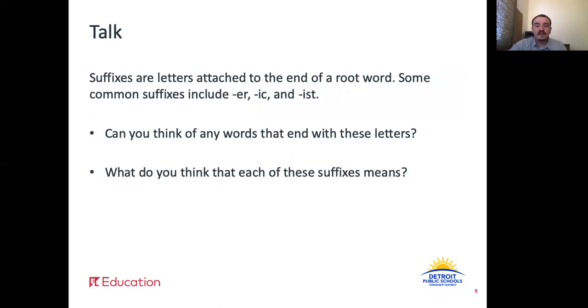Continuing your discussion, suffixes are letters attached to the end of a root word. Some common suffixes include ic and ist. Can you think of any words that end with these letters? What do you think that each of these suffixes means? Again, pause the video here while you discuss.